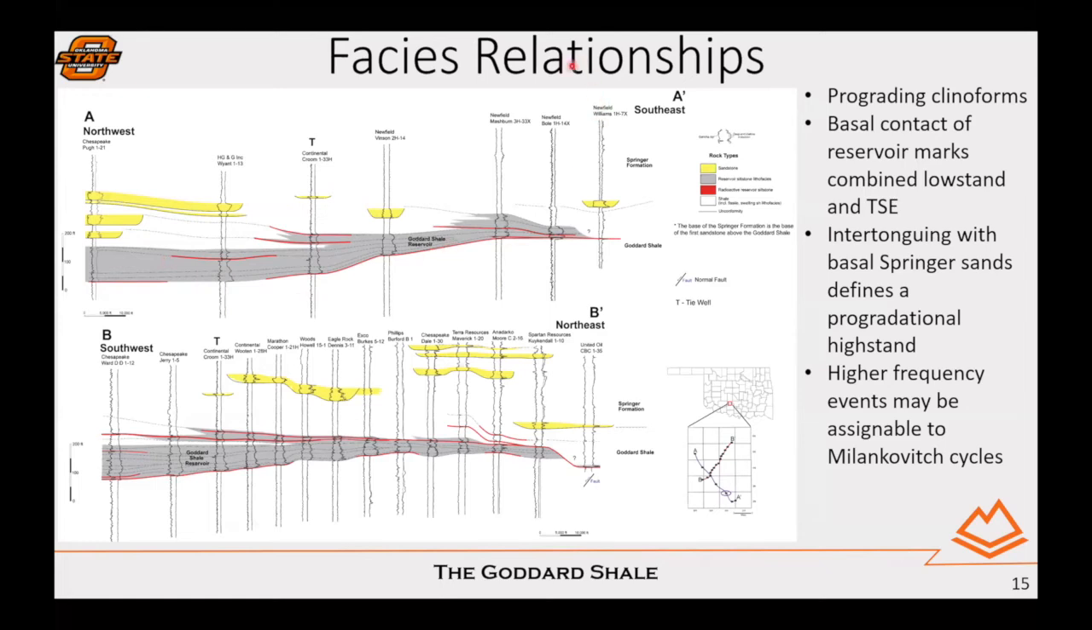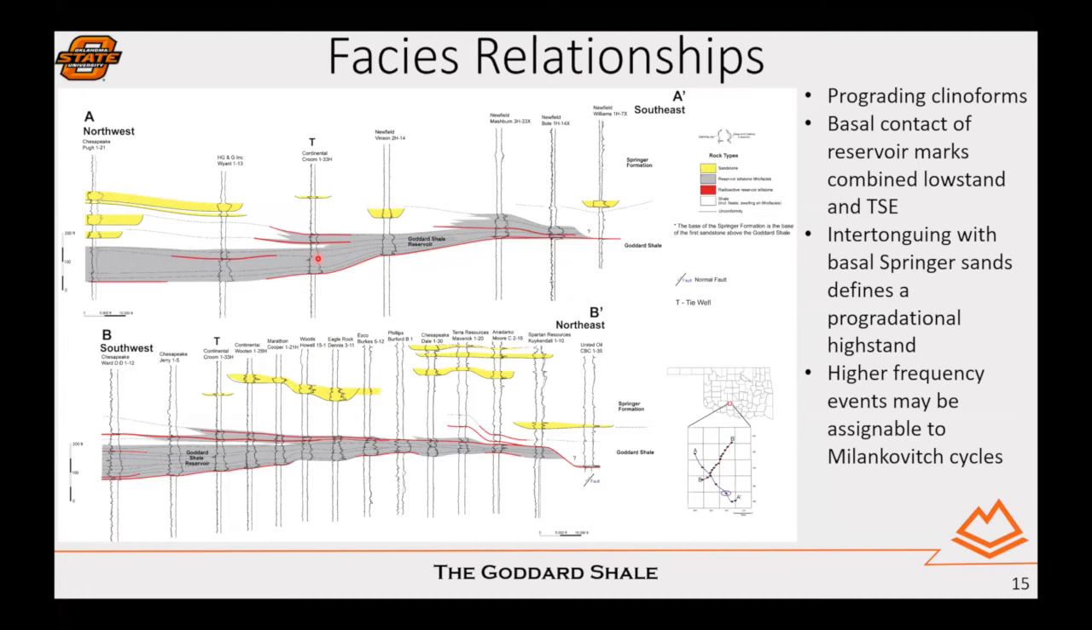I guess something's popping up with the zoom here. But we can see some of these higher frequency events in the reservoir, and I think these could actually be parasequences that are assignable to Milankovitch cycles.